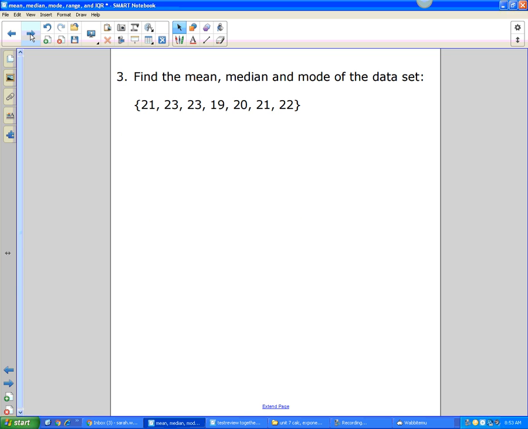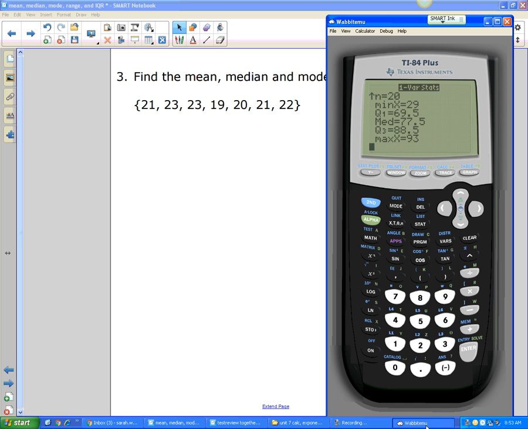Number 3, find the mean, median, mode of the following data set. Okay? All right, if we want to use our calculator, Ethan G., what button do we hit first on the calculator? All right, we hit Stat and Edit, and we're going to clear these out. All right, Dylan, where am I going to put those numbers? Good, all in L1. So 21, 23, 23, 19, 20, 21, 22.